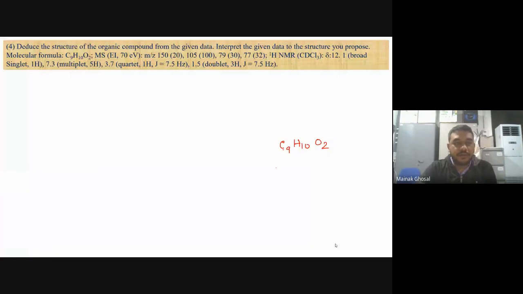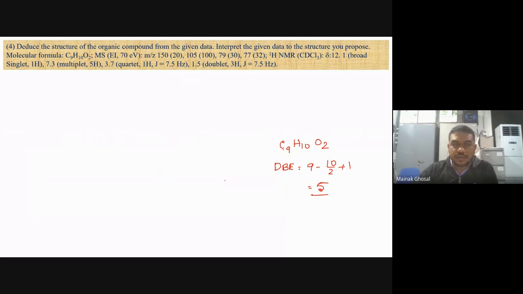Yeah, so you need to deduce the structure of the compound from the data, and here you are given the molecular formula C9H10O2. Now, if you find the double bond equivalence here, this is 9 minus 10 by 2 plus 1, so it will be 5. So 5 double bond equivalents are present in the molecule.